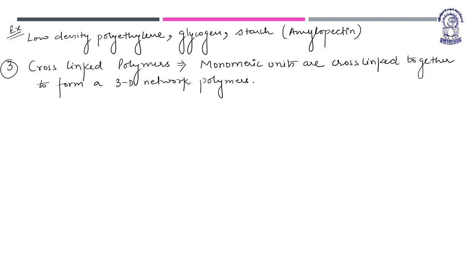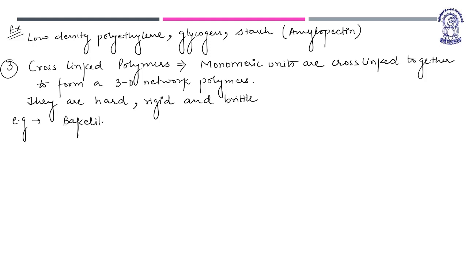They are hard, rigid, and brittle. For example, bakelite, melamine-formaldehyde resin. They are all cross-linked polymers.